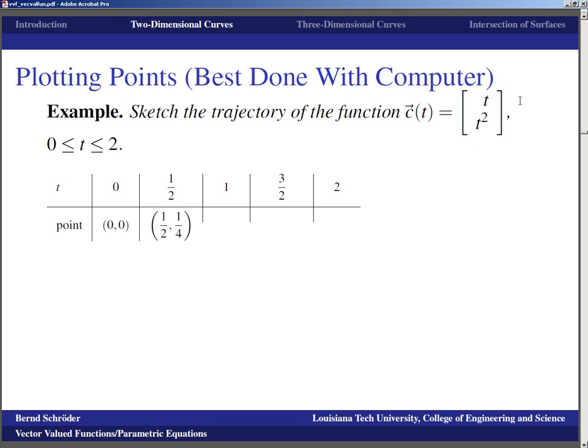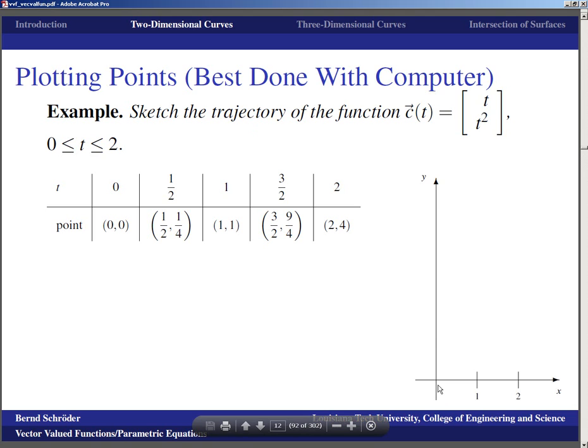Plug in t equals 1, we get 1, 1. Plug in t equals 3/2, we get 3/2 and 9/4, which is 3/2 squared. And if we plug in t equals 2, we get 2, 4. And well, then we can plot these points. And so we plot them over here in a regular xy coordinate system now, because we're looking at 2-dimensional curves now. We're going to do that for a while.